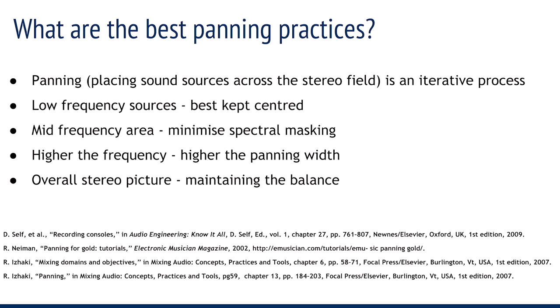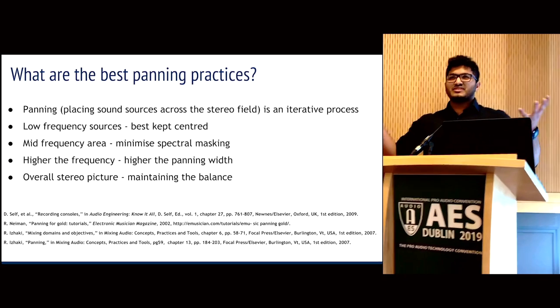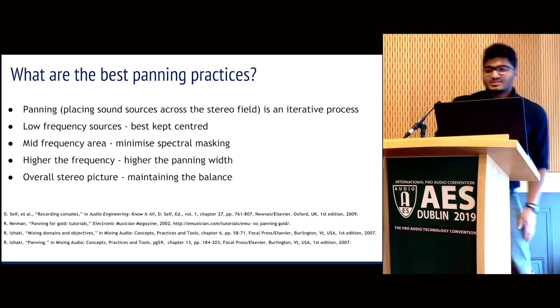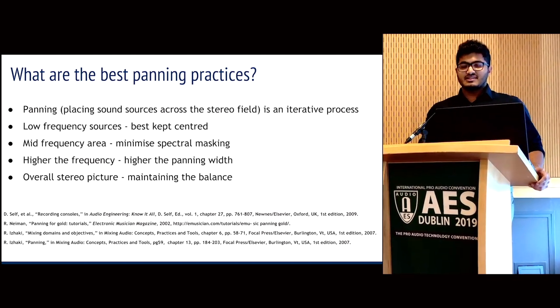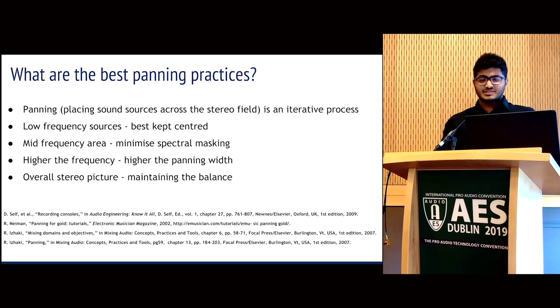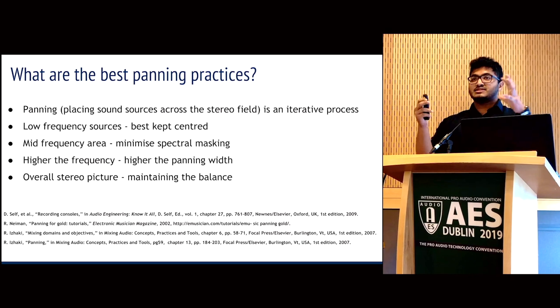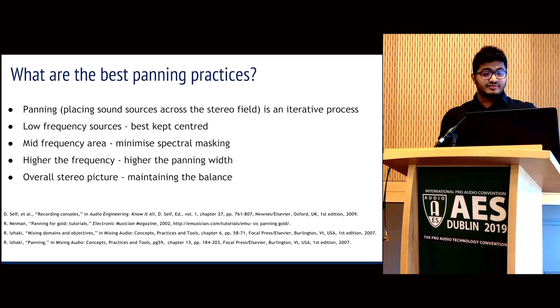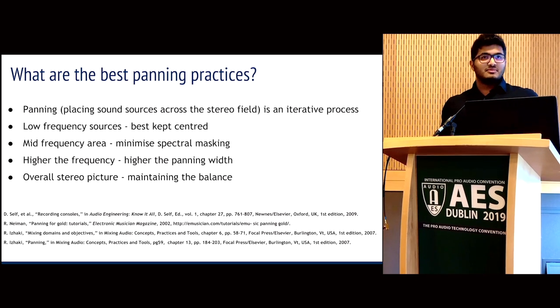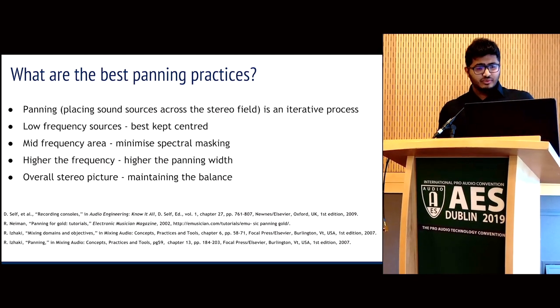Now, the low frequencies are best kept centered. You don't want any spatial or spectral imbalance. You don't want to hear a lot of bass on one side and high frequencies on the other side. So we want the low frequencies to be centered. Mid-frequency is where you want to target and reduce your amount of masking, which means you want to spread these sources in the mid-frequency across the stereo field. And as we go higher up in the frequency, we can afford to pan with higher width.